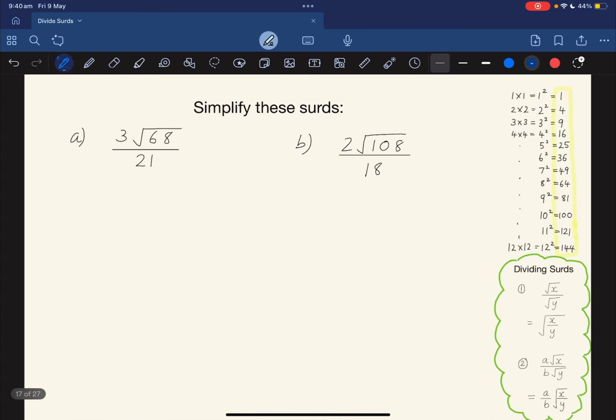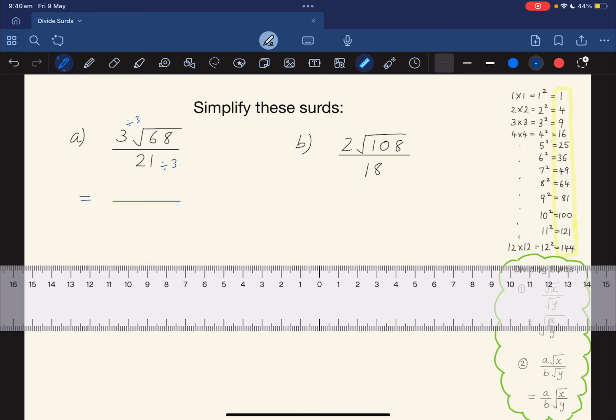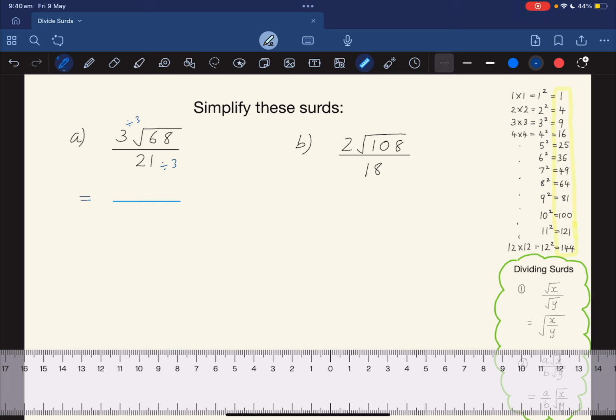Let's check it out. Simplify these surds. So we've got our rules on the right-hand side of the page, and let's try it. When there's a fraction out the front here, I'm looking at that bit. I can see I could divide by 3 on the top and the bottom and simplify that fraction. So 3 divided by 3 on the top is just 1, and 21 divided by 3 is 7 on the bottom.